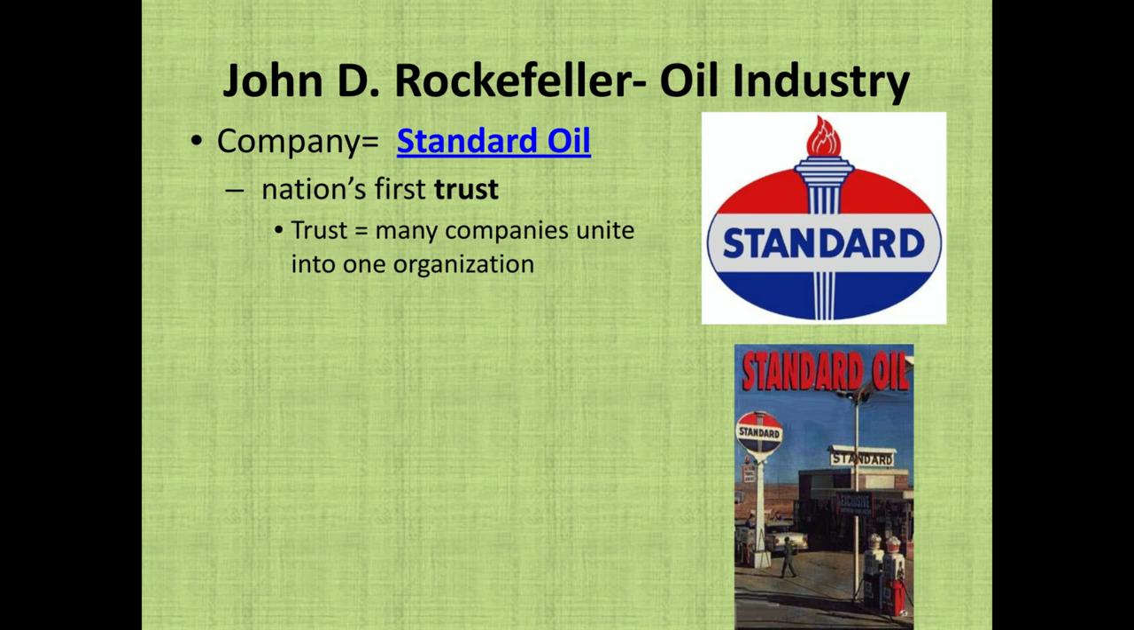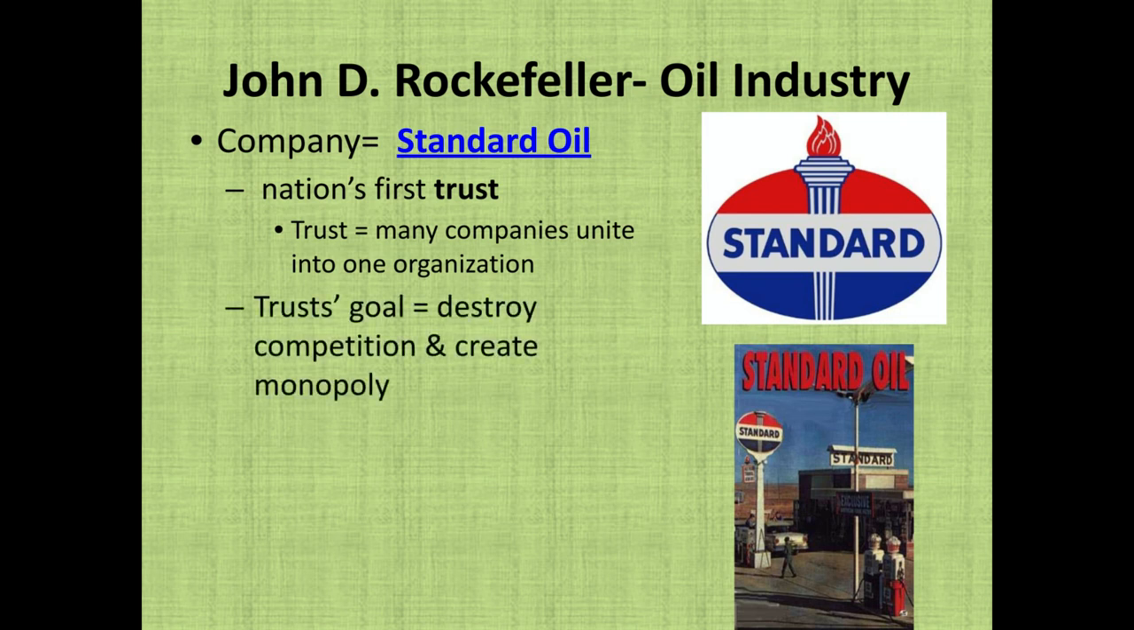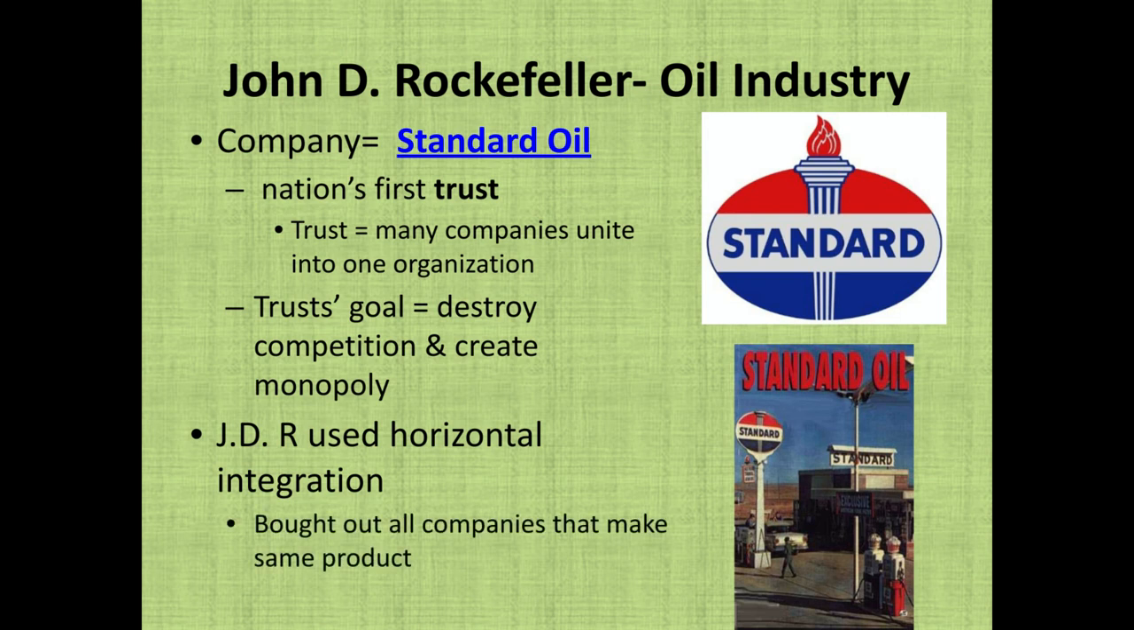He's going to try to combine a whole bunch of companies by buying them and then putting them under the Standard Oil name. But the trust goal is to destroy your competition and to create a monopoly where he is the only seller of oil. And that's pretty much what John D. Rockefeller did, and that's how he became so rich. But his philosophy is known as horizontal integration. Horizontal integration, again, you buy all the companies that make the same product by either running them out of business or buying them one way or the other. And that's the way John D. Rockefeller operated.